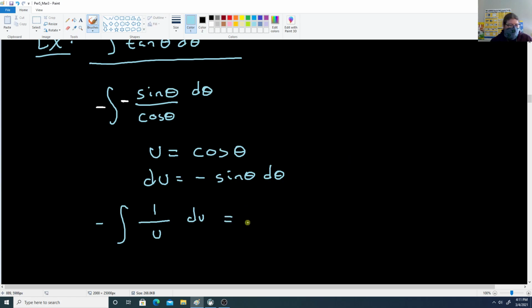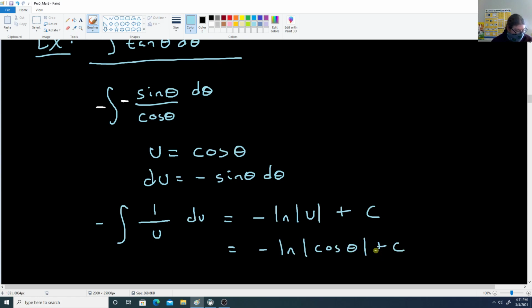When you take the antiderivative of 1 over u, that is natural log of absolute value of u. And we have a plus c after it as well. And now we substitute back in what was u actually. U was cosine of theta, so we get negative natural log of absolute value of cosine of theta plus c, and that will be our integral in this particular case.